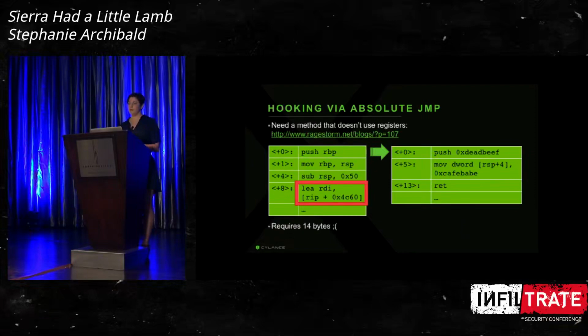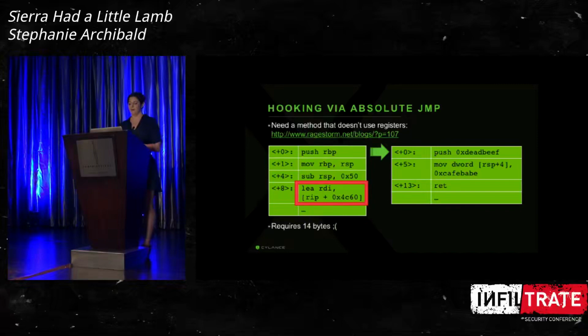Hooking via absolute jump is another option, yeah? You kind of need a method that doesn't use registers. I kept trying to find one register that wasn't very used, and that's just impossible. So basically I found this method online, and you push the low bits and then you move the high bits onto the stack, and then you just ret, and it'll jump to where you want to go. The biggest problem with this method is that it's 14 bytes, which, as you can see from our example, 8 bytes past the start of the function, we have LEA RDI, and then we're referencing from RIP.